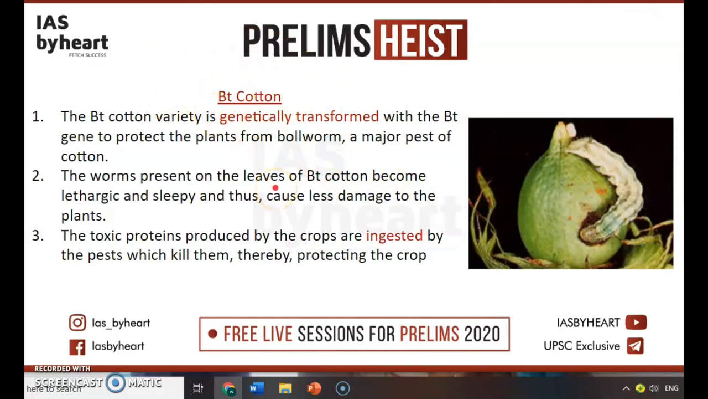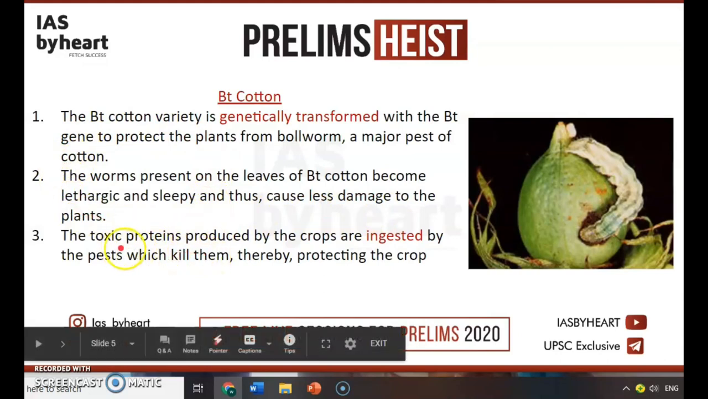In this BT cotton, there is less damage to the plants because these worms become lethargic and sleepy. Moreover, these toxic proteins produced by the crops are indigestible to the pest, which kills them, thereby protecting our crop. Moreover, there are some controversies around GM, genetically modified or BT cotton crops.